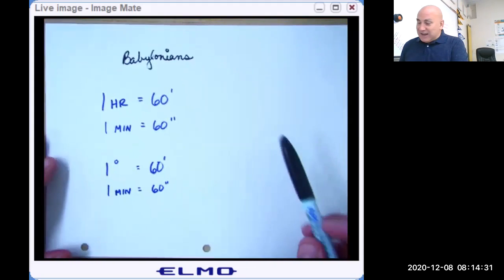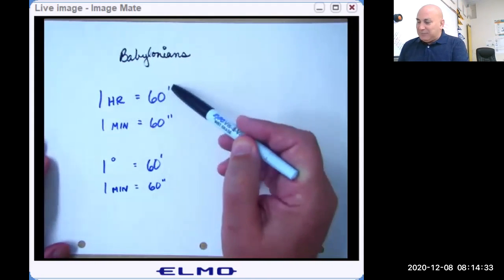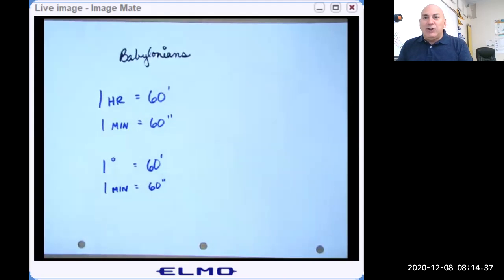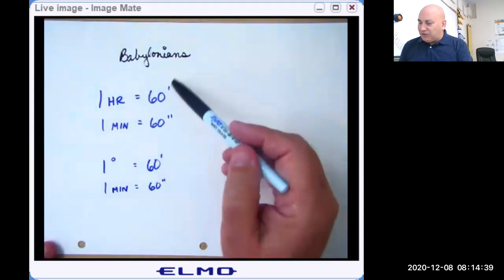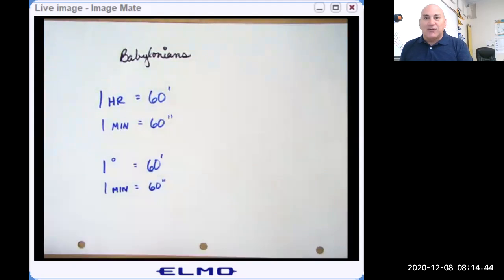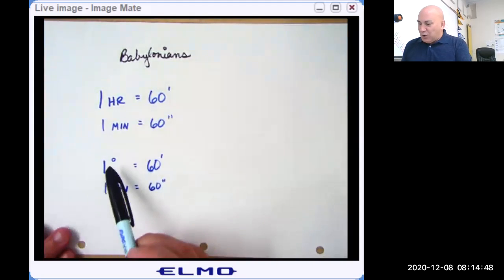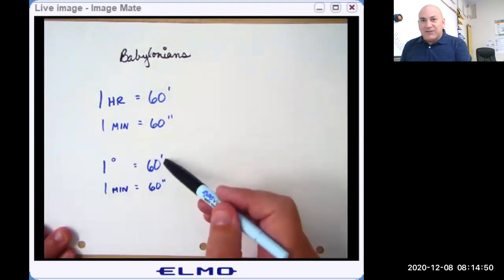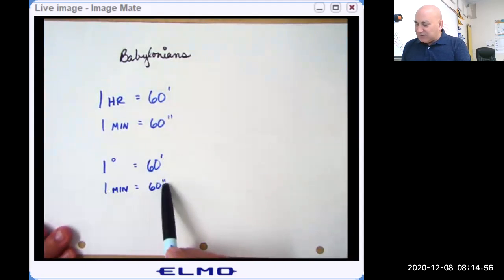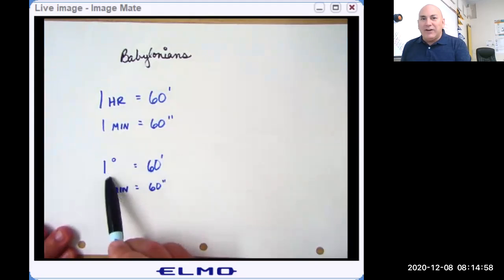So even today, 1 hour is 60 minutes. 1 minute is 60 seconds. And we use that same notation, 1 ticky mark for minutes and 2 ticky marks for seconds. We divide degrees the same way. 1 degree is 60 minutes and 1 minute is 60 seconds. So you can see there are 3,600 seconds in 1 degree.